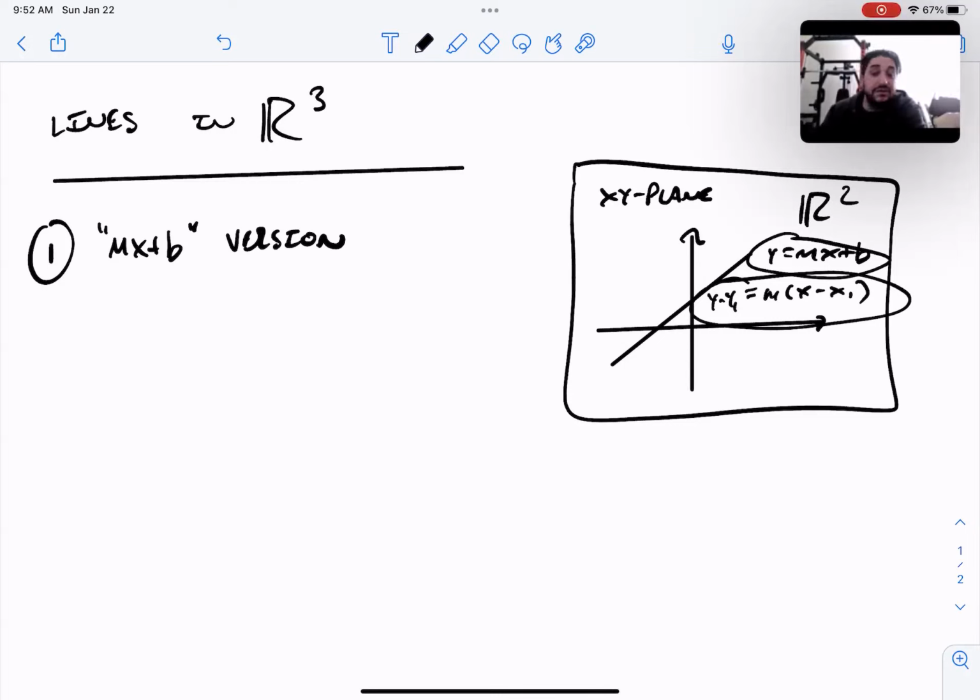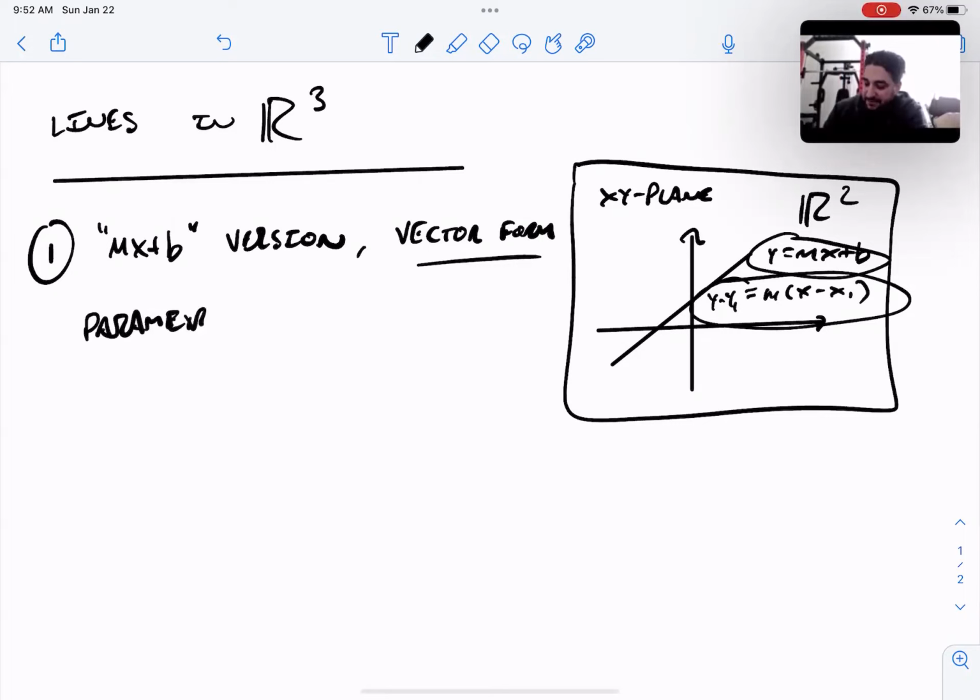But we're going to do it using vectors. So this is going to be a vector form of a line. Nobody actually says mx plus b form except me or someone else making that same analogy. But sometimes it's called the vector form of a line, and sometimes it's called the parametric form of a line. These are both perfectly good names.